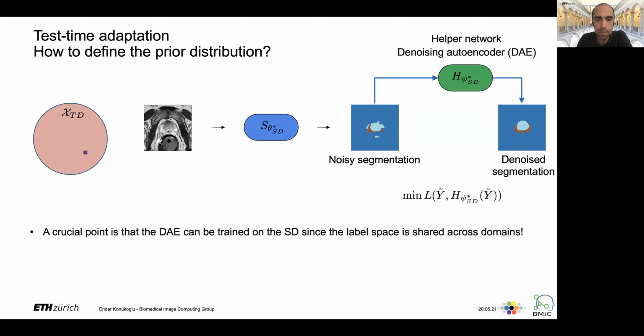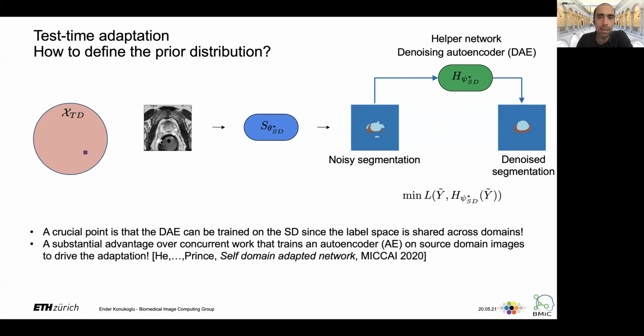Okay? The crucial point here is that this segmentation space is invariant to the contrast. It doesn't really care what the image contrast is. It can actually be trained: I can train a model in the source domain without making any mistake in any given target domain, because this is shared across the target domains. And you can actually do what concurrent work proposes, which is to do the same trick, not on the segmentations, but on the images.